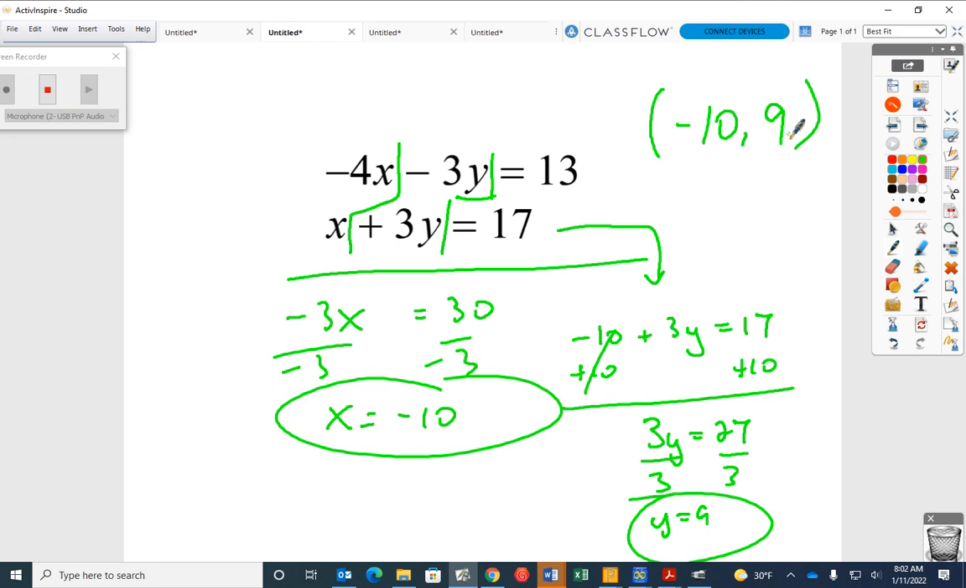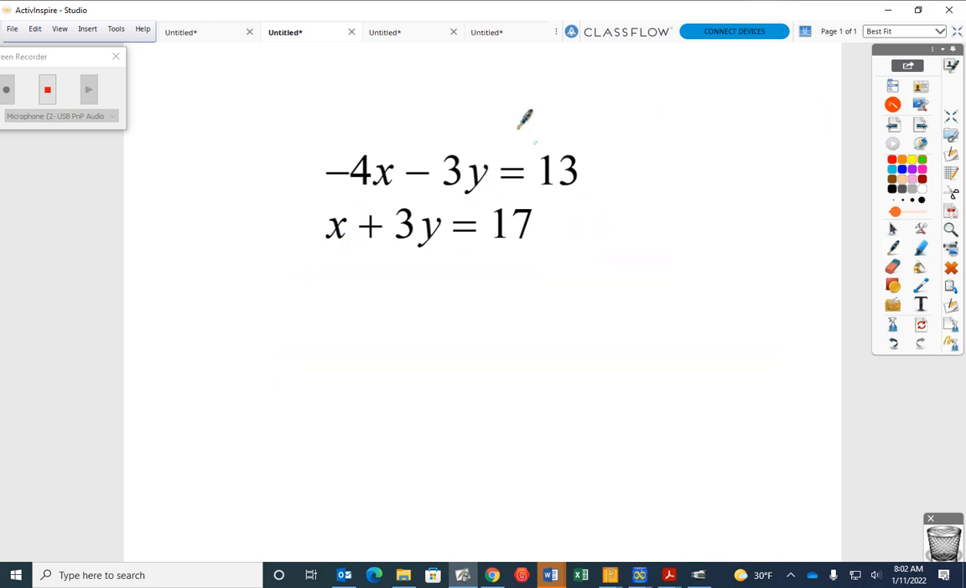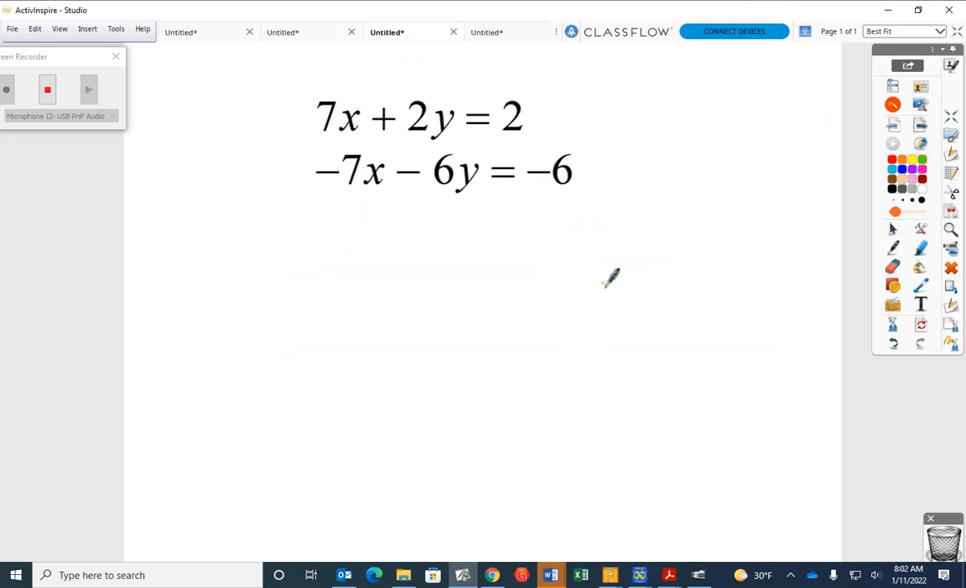Okay? Does that make sense, what we did there? Not that difficult, is it? Let's try another one. Now, when we get to subtraction, we've got to change some things. But for right now, let's do another one of these. Guys, let's look at this one. This one starts off easy.